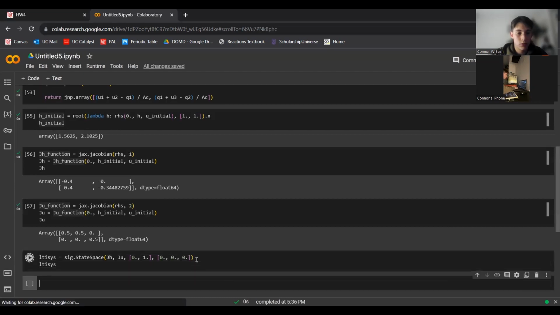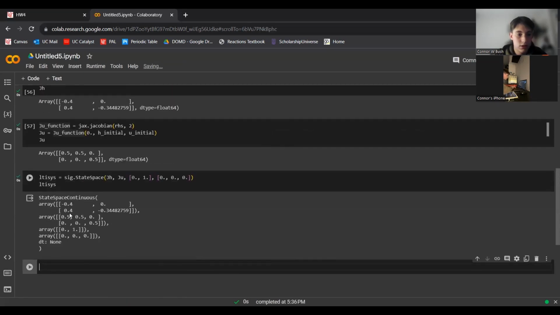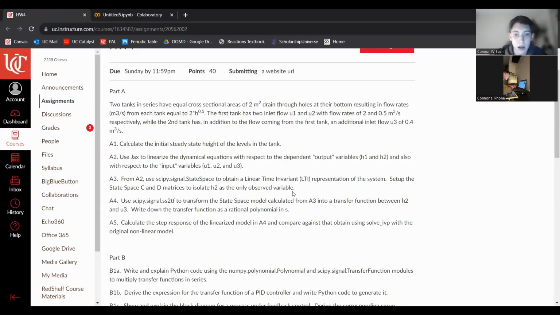So we do get this continuous state space representation, and then to transform this state space model into a transfer function, we want a transfer function between H2 and U3. We want to find that. So we're going to use this here.